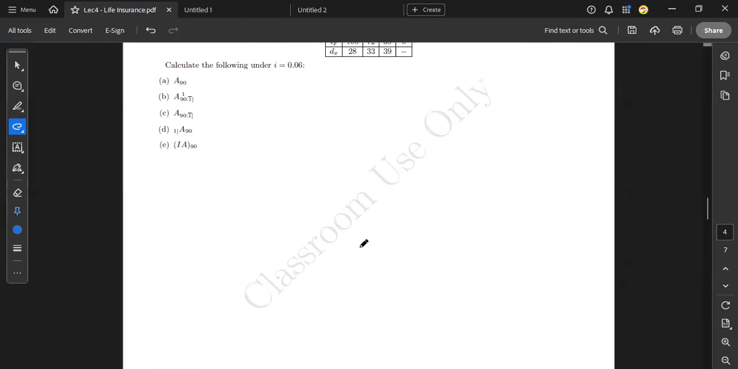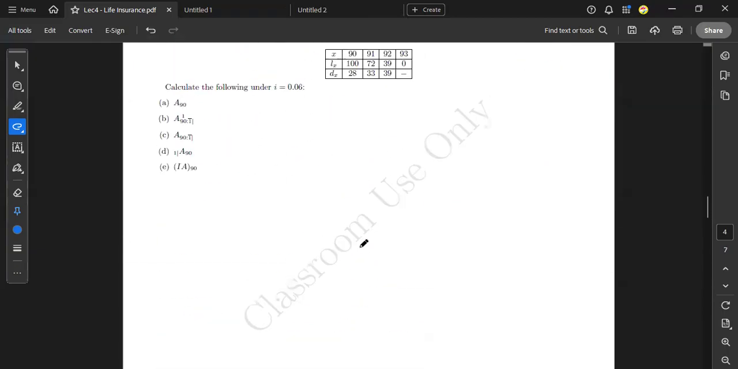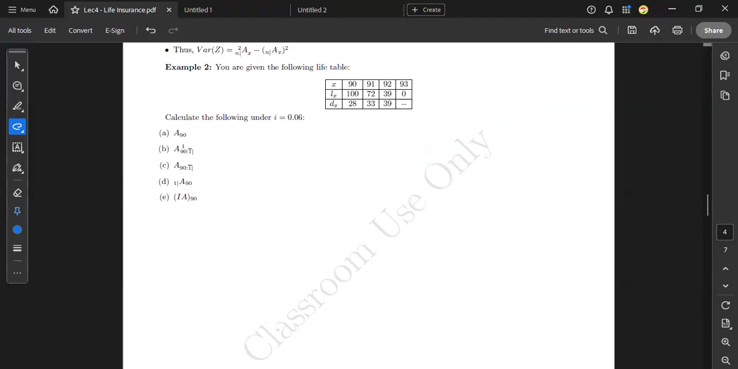So let's do some calculations now to digest these concepts, and we will see it's easy to work with the concept once we figure out the equation. We are given the following life table. It starts from 90 and goes to 93, and you will see there are no survivors after age 92.